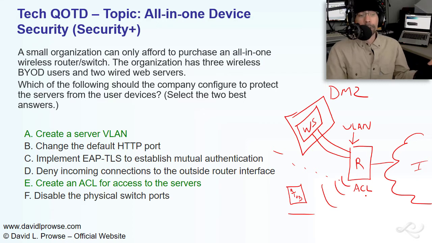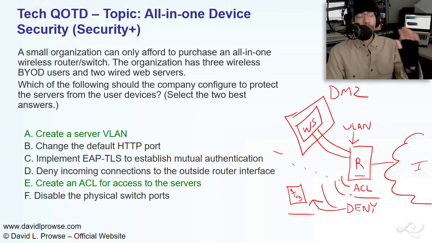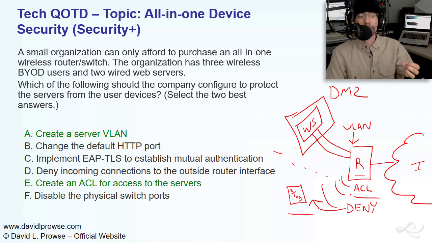And basically what you'd be doing is you'd be denying access for the users. And you would say you're not allowed to connect to the web servers. You deny them with an ACL at the router. So you create an ACL for access to the servers for those BYOD users so that they cannot connect. Those are the 2 best ways to do it in this case.